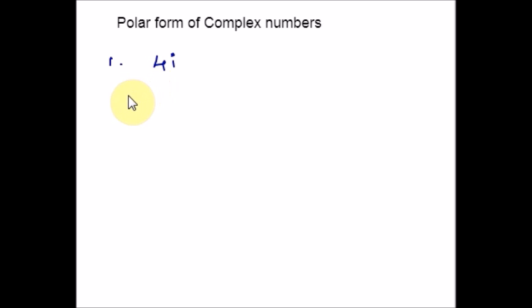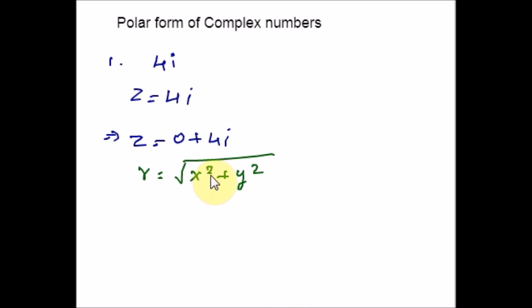Okay, here is the solution. On the complex plane, the number z equals 4i is the same as z equals 0 plus 4i. Am I right? So writing it in polar form, we have to calculate r first. We know the formula for r. r is nothing but the square root of x squared plus y squared, where x is 0 here and y is equal to 4. So there should be no confusion.